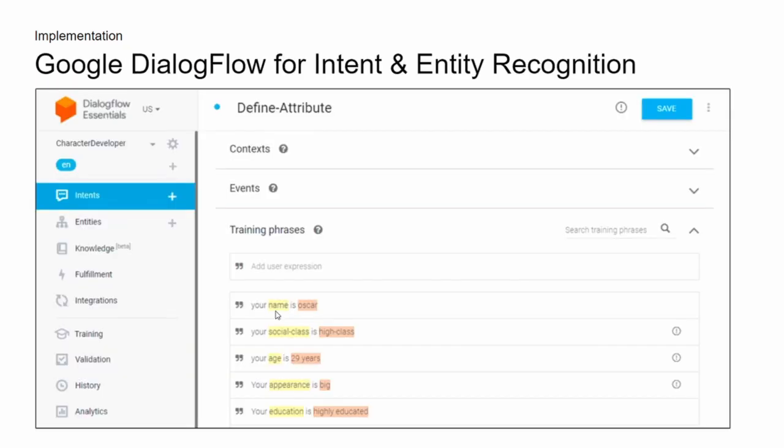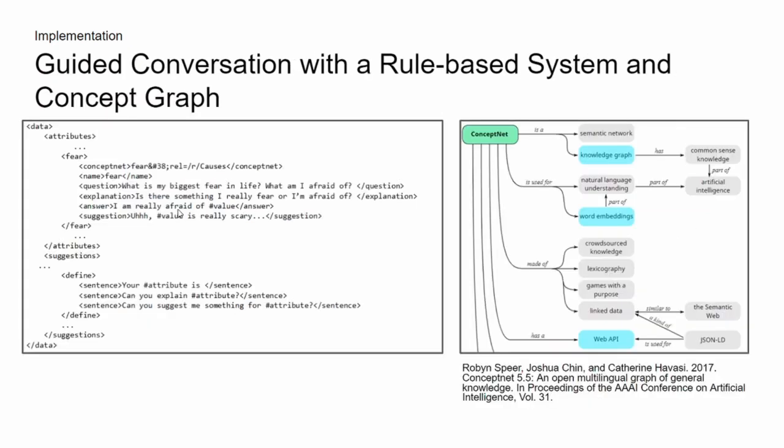For the guided conversation, we use a Google Dialogflow agent that is responsible for the intent recognition and the named entity recognition. To suggest attribute values for the user, the application also uses a knowledge graph called ConceptNet, and it triggers its web API and fills the returned value in the predefined answers by using the slot filling mechanism.